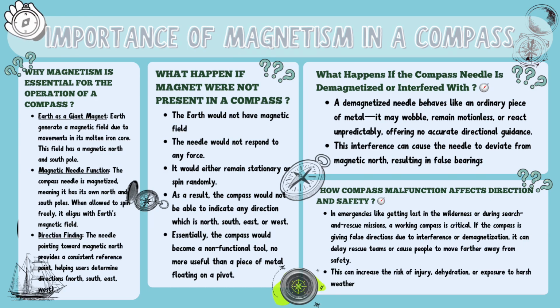What happens if the compass needle is demagnetized or there is interference? The interference can cause the needle to deviate from magnetic north, resulting in false bearings. How does compass malfunction affect direction and safety? It can increase the risk of injury, dehydration, or exposure to harsh weather.